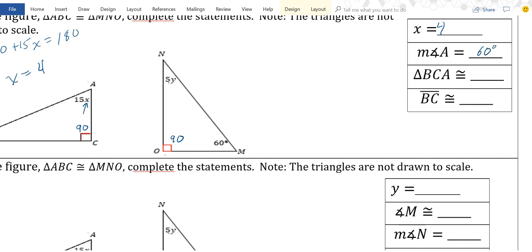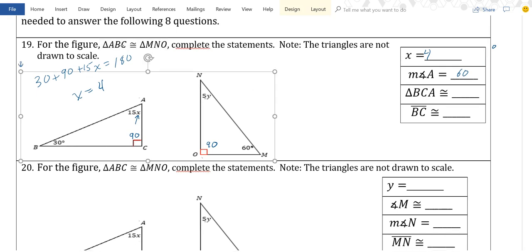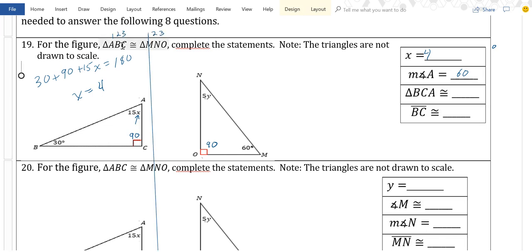A congruence statement, BCA. Well, BCA, that would be, let's see here, so we have our 1, 2, 3s. So BCA is 2, 3, 1. So 2, 3, 1 would be NOM. BC is 2 and 3, so that would be N and O.